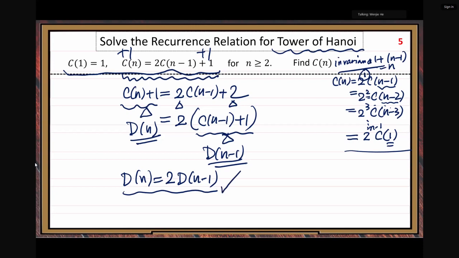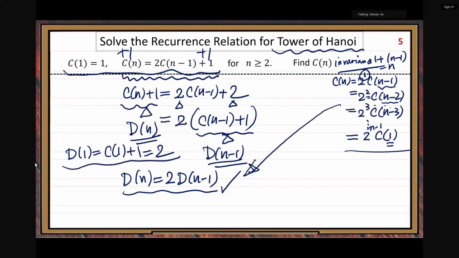We have the confidence, right? But solving this one, because this time d of 1, you need to update its initial value. D of 1 equals C of 1 plus 1, so it is 2. It's not 1. So you need to change it. It's 2.